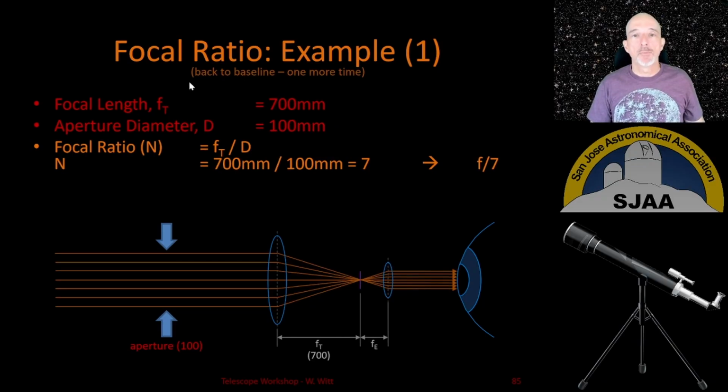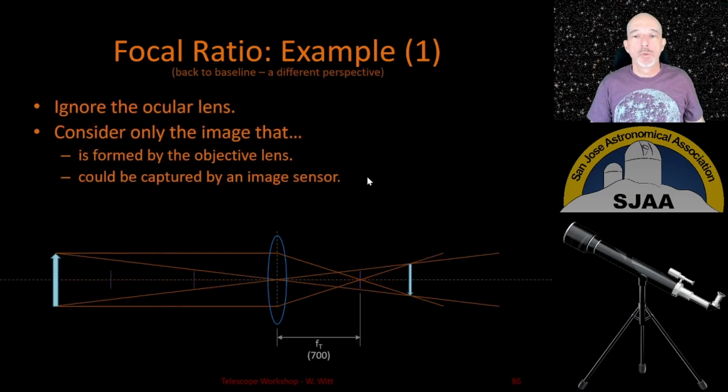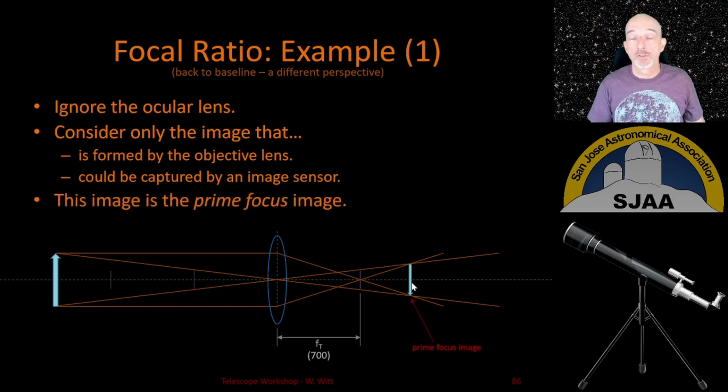So one more time, back to the baseline, right? We're resetting again to our f7 telescope, and let's remind ourselves where the prime focus image is forming. We ignore the ocular lens here for this conversation and just look at the image formed by the objective lens. Remember that this is the image that could be captured by an image sensor, or projected onto a screen. This was the prime focus image that we mentioned earlier.